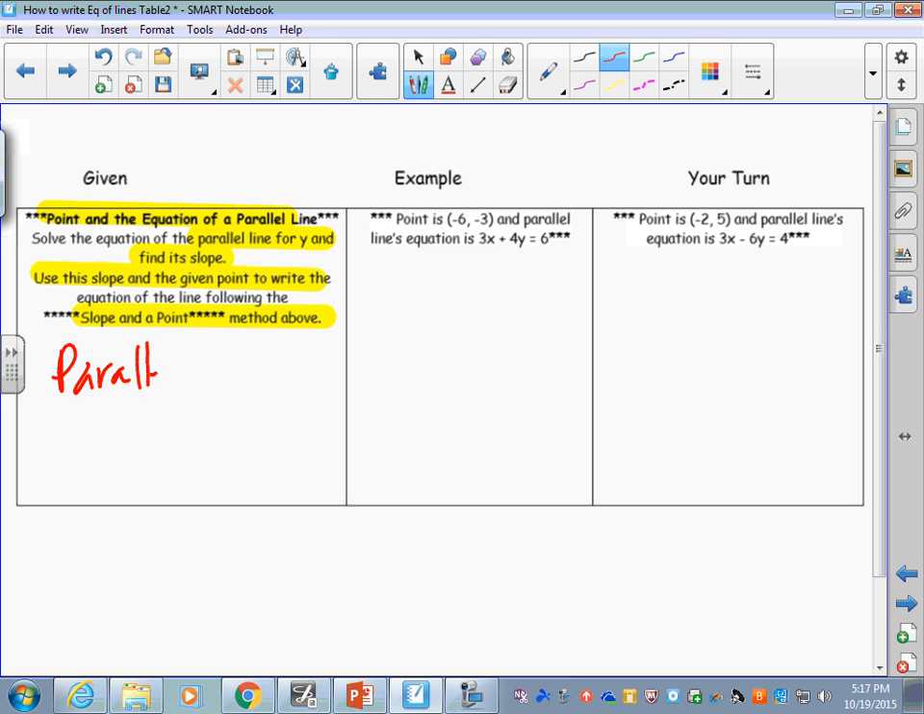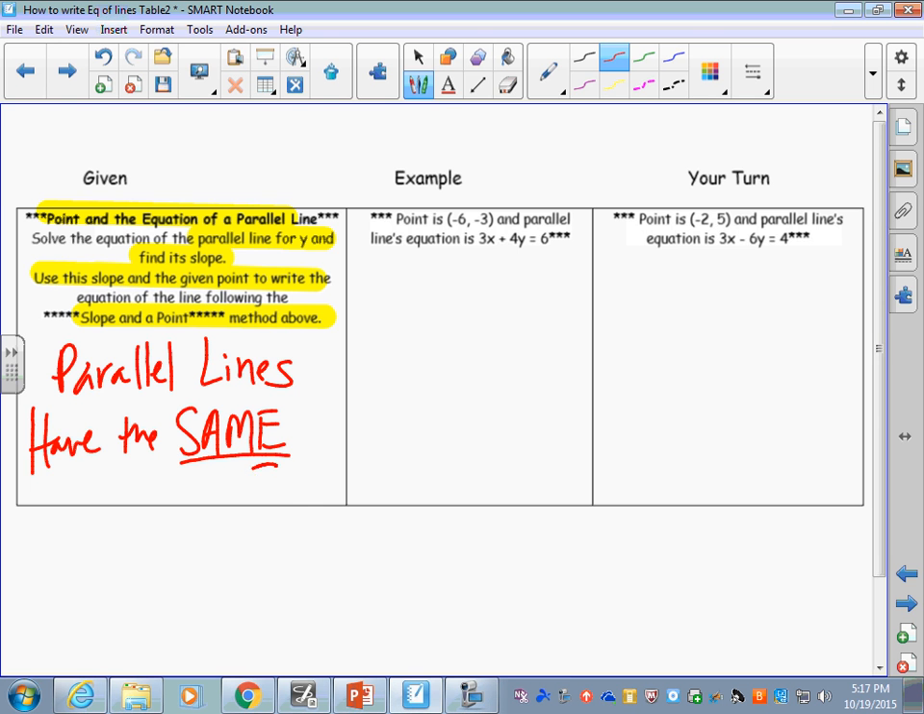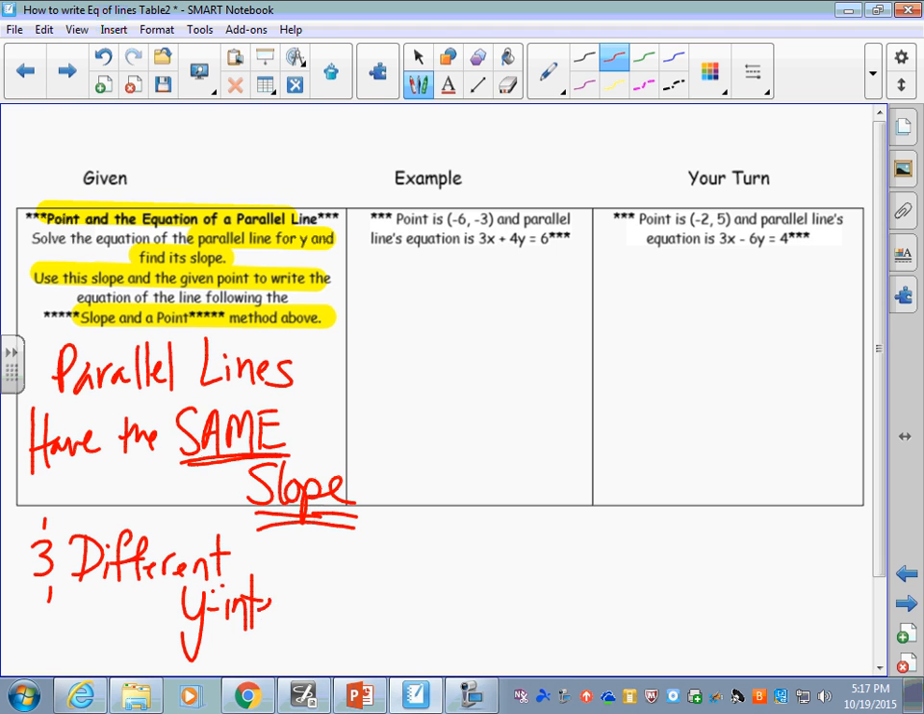So in the box, add the information, and this is the part you need to memorize. Parallel lines have the same slope. Then they have a different y-intercept. So a different b.